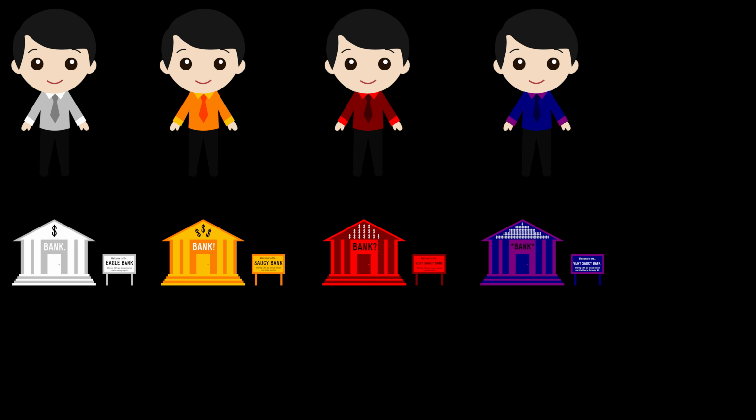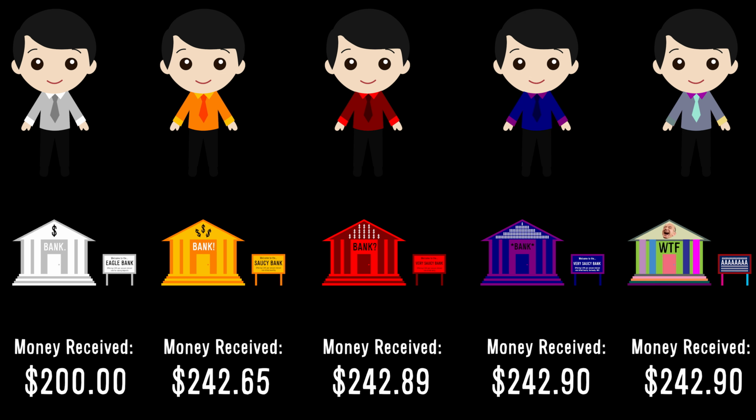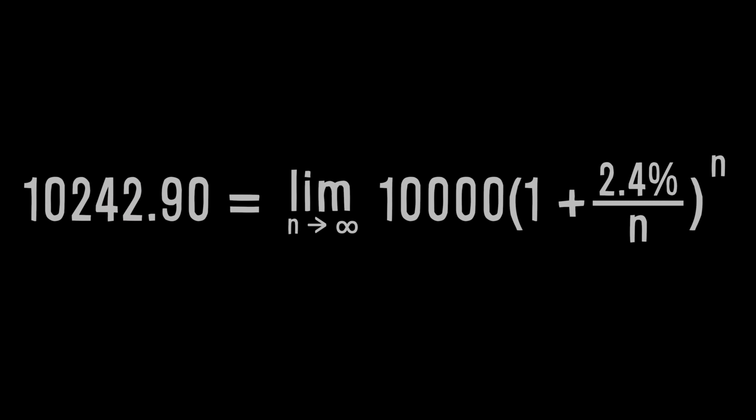So as you can see, Ed, Seth, Ved, Ued, and Wed receive more and more money respectively. However, the difference in money that they get becomes smaller and smaller. So we've clearly reached some kind of limit here. And indeed we have. $10,242.90 is the exact amount of cash that would be if n was infinite. Now, how do we know that?